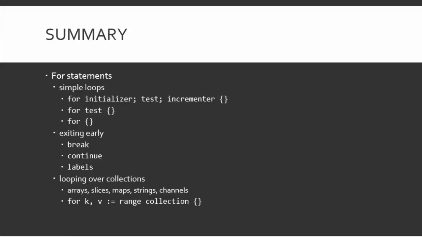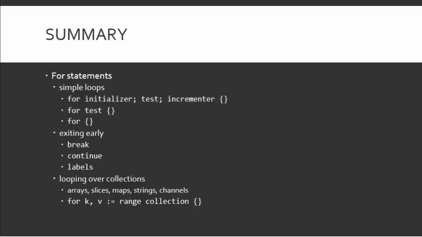And finally, we talked about how to loop over collections and how the collections that we have available, there's quite a few. We've got arrays, slices, maps, strings, and channels that we can loop over, but they all have this similar syntax. We're going to use that for keyword. We're going to get a key and a value, and then we're going to set that equal to the range keyword followed by the collection that we're looping over.